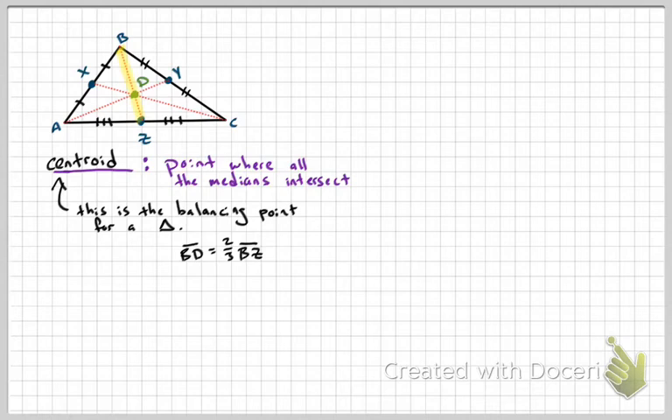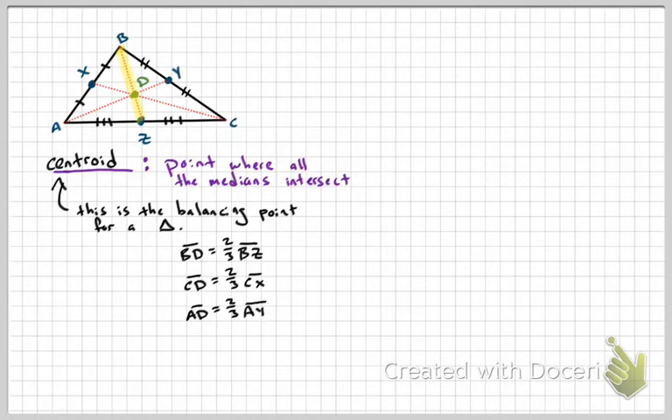Okay, I'll say that one more time. The distance from the vertex to the centroid is always 2/3 the distance of the entire median. So we did that for our other ones. CD is equal to 2/3 the length of CX. And AD is equal to 2/3 the length of AY.